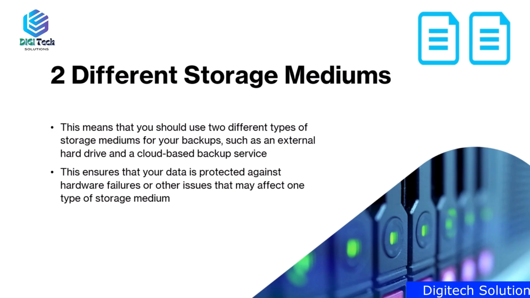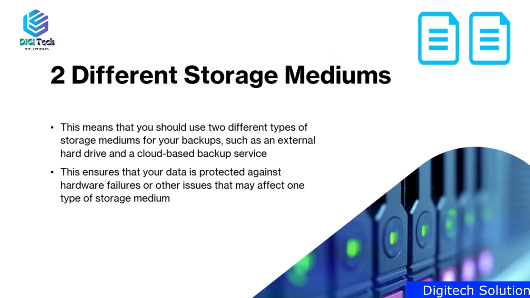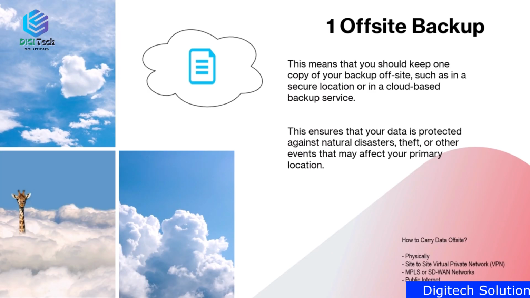Moving on to 2 different storage mediums, this means that you should use 2 different types of storage mediums for your backups, such as an external hard drive and a cloud-based backup service. This ensures that your data is protected against hardware failures or any issues that may affect a singular type of storage medium. When we talk about offsite backup, that means a physically different location from where that data is currently stored. This could be a secure location or a cloud-based backup service, just somewhere that isn't in the same vicinity as that current copy of data.